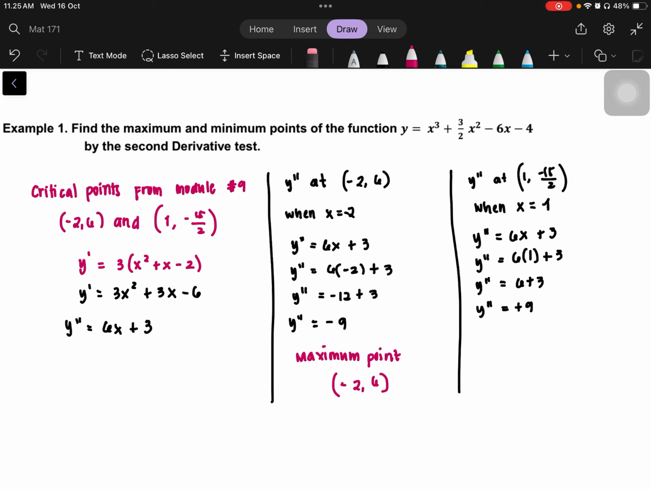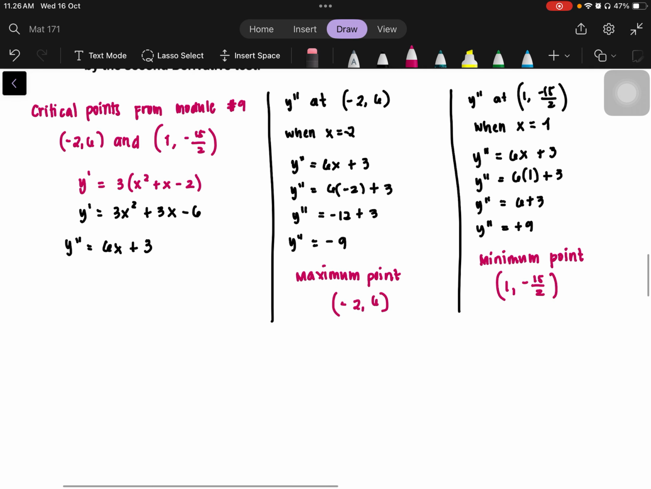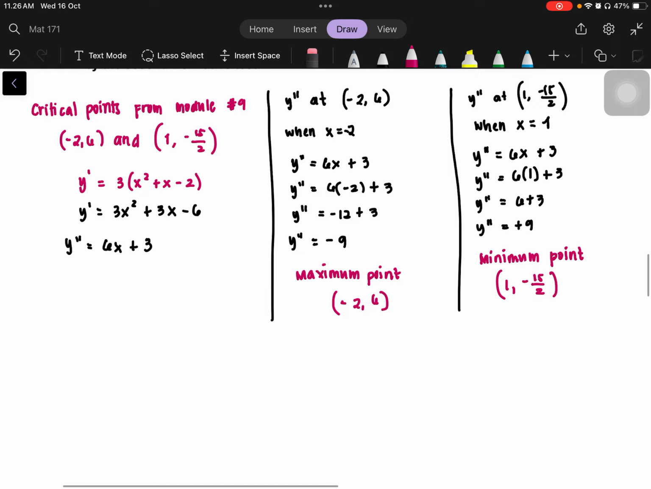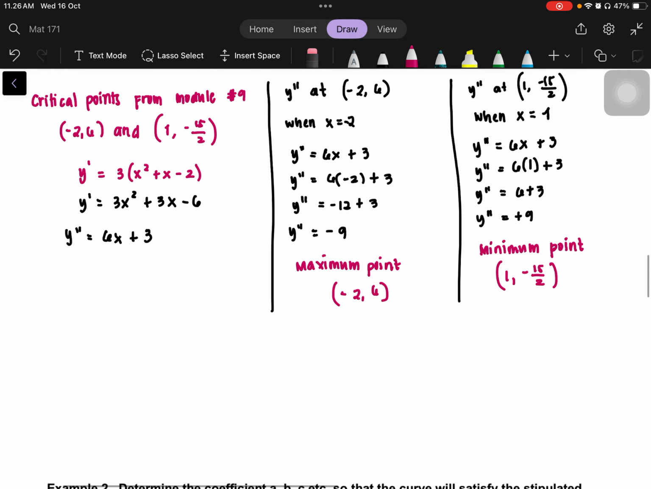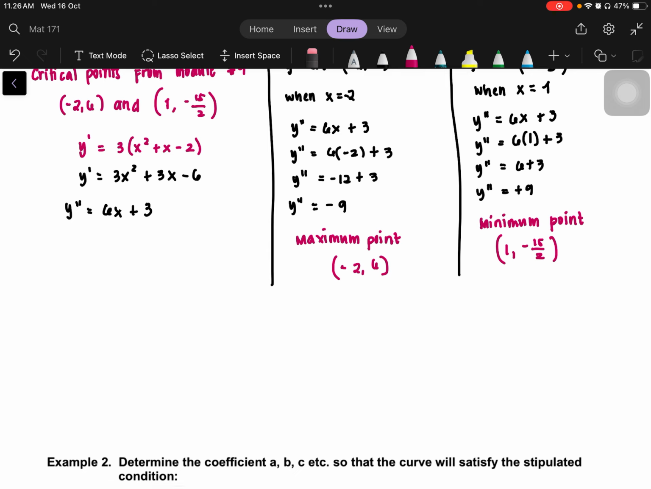Okay. So, since positive 9 siya, positive, it is greater than 0. So, therefore, it is the minimum point. Okay, minimum point pala si 1, negative 15 over 2. At kung babalikan natin yung module number 9 natin, di ba ito din yung nakuha natin? Okay, so may mas madali pa lang process para makuha natin si maximum and minimum point. Kung sino ba sila. Kung sino ba dun sa kanilang dalawa na nakuha nating points ang maximum and minimum. Okay? So, that is now your final answer.